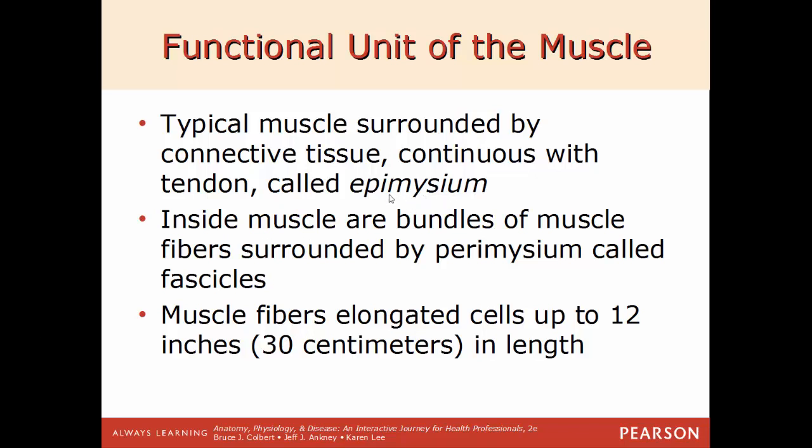Inside the muscle, you'll have bundles of muscle fibers, individual muscle fibers. Those bundles are called fascicles. The wrapping around every fascicle is called a perimysium. Peri means around, so it is literally around bundles of muscle fibers. And when we see the term muscle fiber, that's the same thing as saying a muscle cell. Those terms are interchangeable. And some muscle fibers can be as long as 30 centimeters or 12 inches in length.